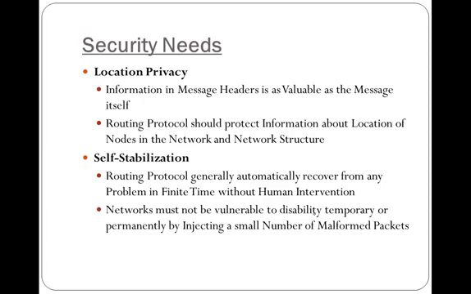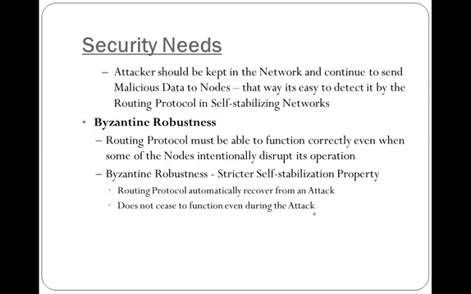This is also some sort of fault tolerance mechanism that we normally use inside a network or distributed system, which means that in case of failure, in case of attack, a part of a network or a part of a system may not be able to provide service, but still the remaining part of the system or nodes are trying their best to provide services. So networks must not be vulnerable to disability temporarily or permanently by injecting small number of malfunction packets.